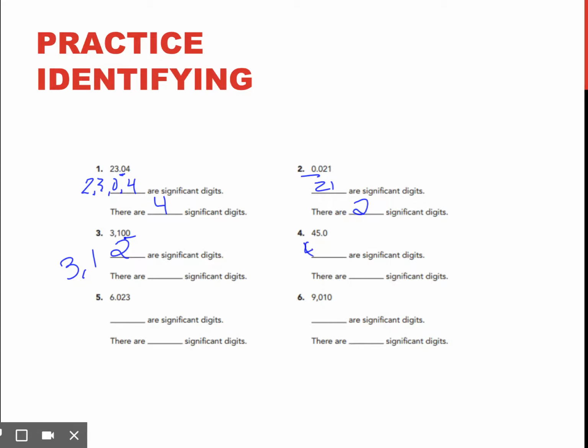45.0, our significant digits are 4 and 5. And we have 2 digits. In 5, 6.023, of course, all of our non-zero numbers, and in this case, the 0 as well because it's in between. So we have 4. And then in 9,010, of course, our 9 is significant. This 0 is significant because it's in between 2, and this 1 is. So we only have 3 significant digits.